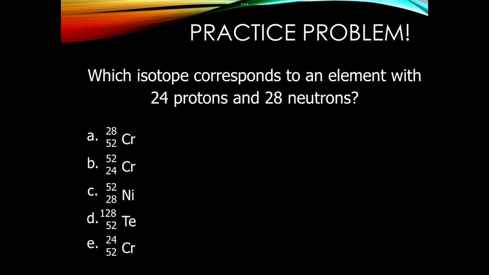Here's another one. Which isotope corresponds to an element with 24 protons and 28 neutrons? So go ahead, pause here, come back when you're ready to see the answer.